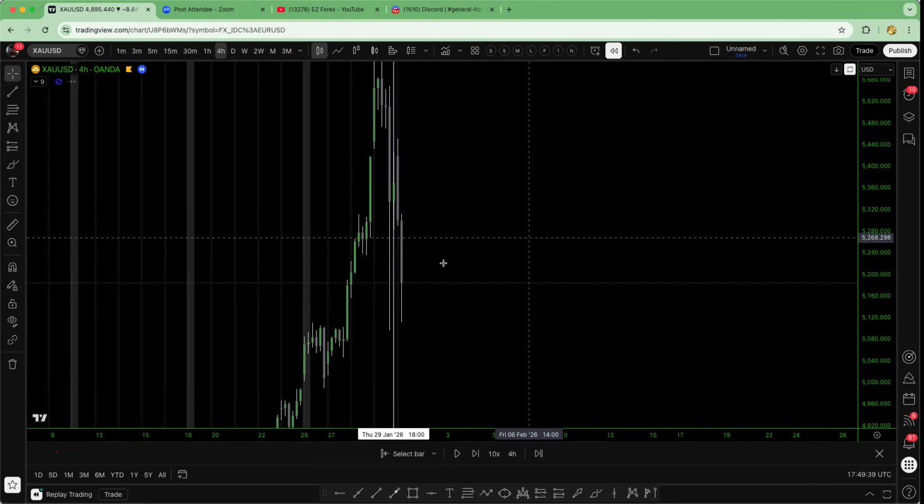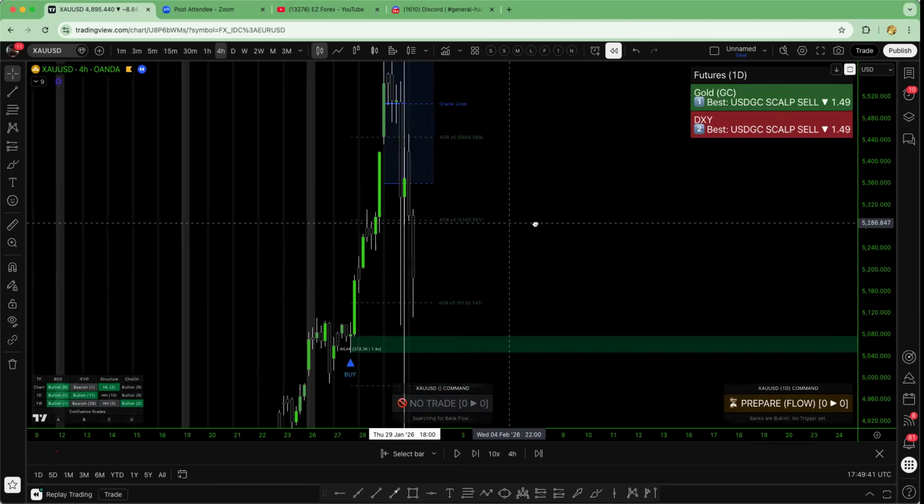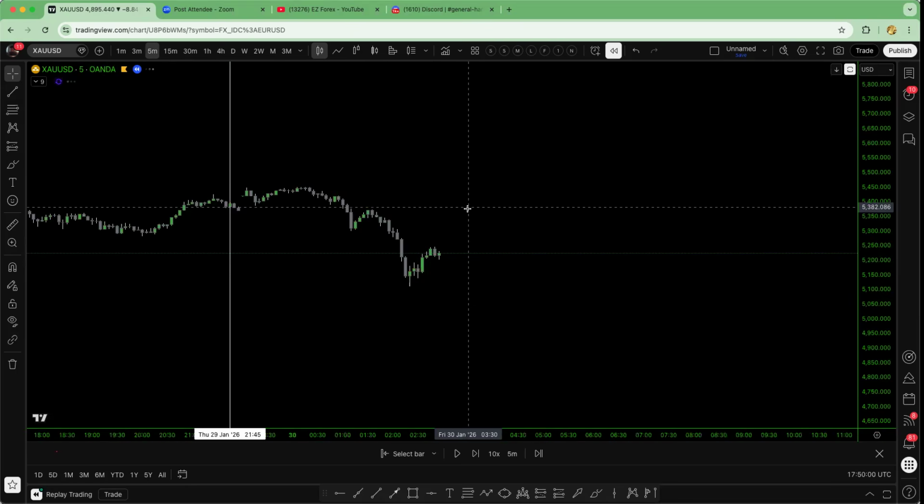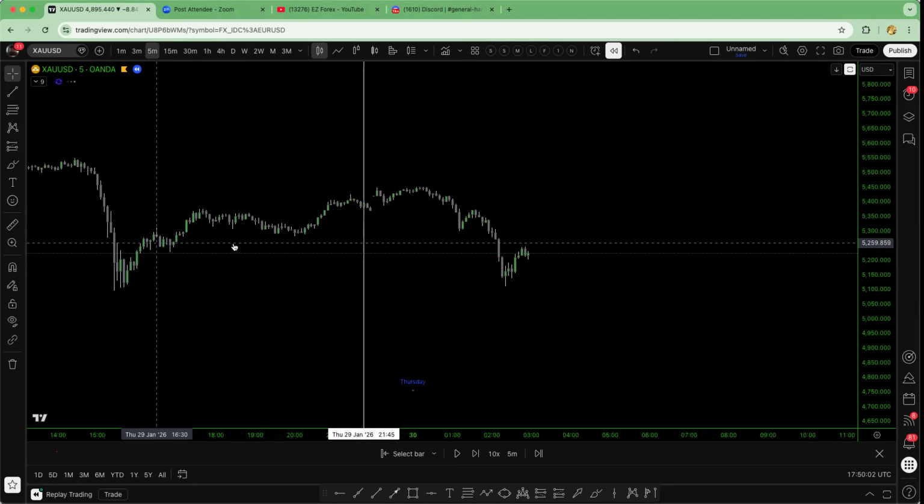Let me get rid of those other tables there. But there was no continuation entry. The only factor you had there is price was in the Oracle zone. So unfortunately, there was no entry. We went over it. You wouldn't have got another alert for that sell setup because there just was no entry signal. There was no sell for that little continuation. Like I said, unfortunately, that's the way it goes. It's where the cookie crumbles sometimes. But this wasn't the only trade setup.